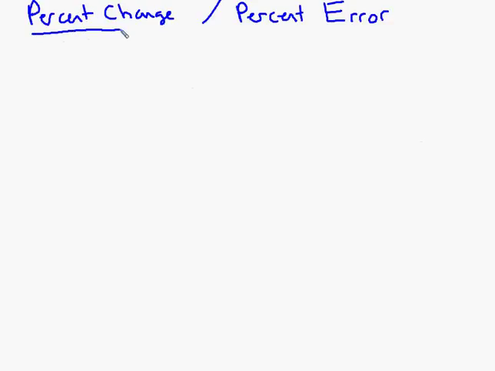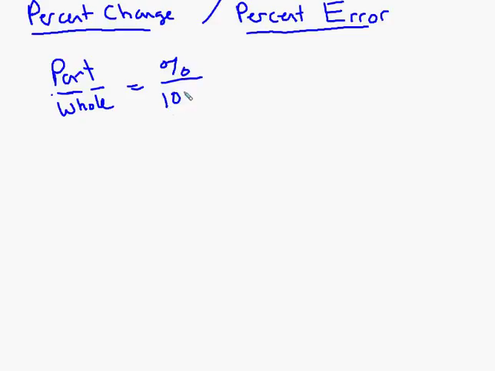Percent of change, and if we have time, we'll talk about percent error. They're really basically the same thing. Again, all percent problems boil down to part over a whole equals the percent over 100. Every percent problem basically boils down to that.